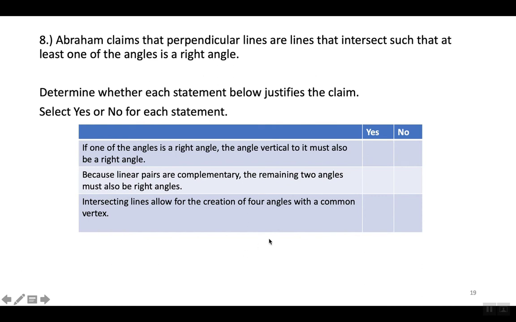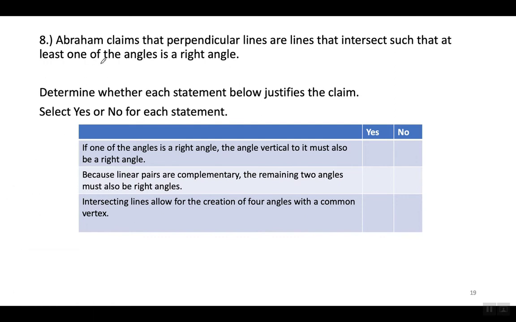Okay, you're going to have this type of question on the exam where you have a table and you have to click yes or no on each one. If you get one of these wrong, the whole thing is wrong. Again, if you get any of these wrong, the entire question is wrong. So let's look at it.